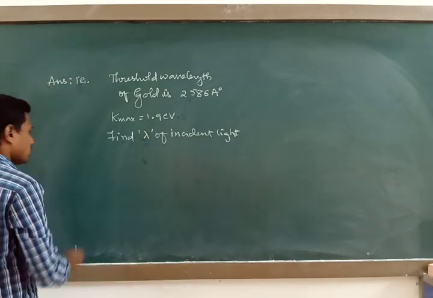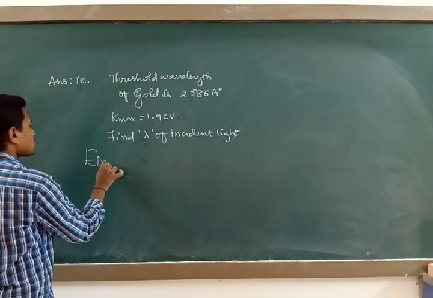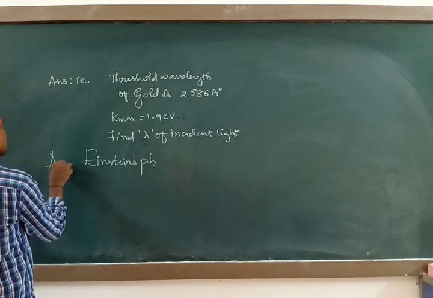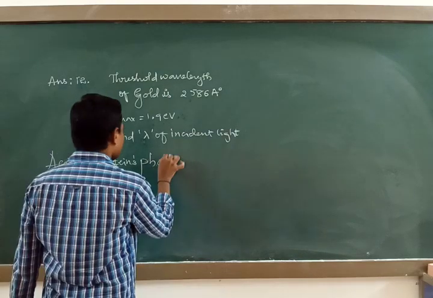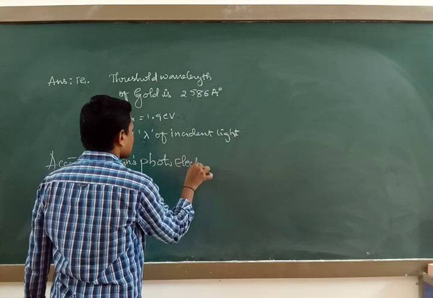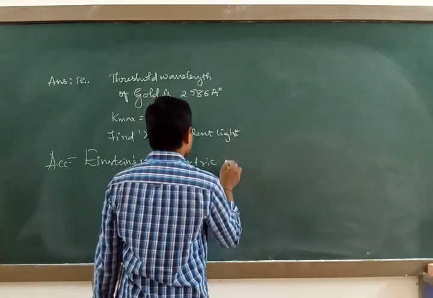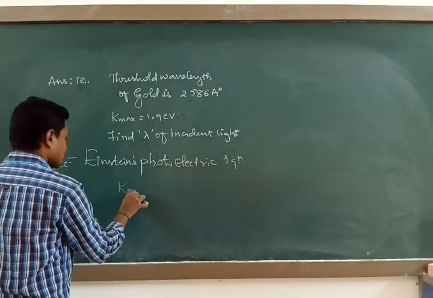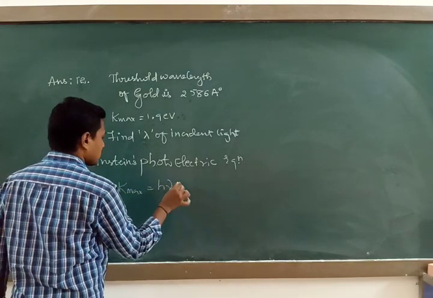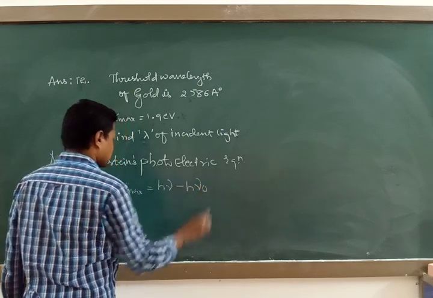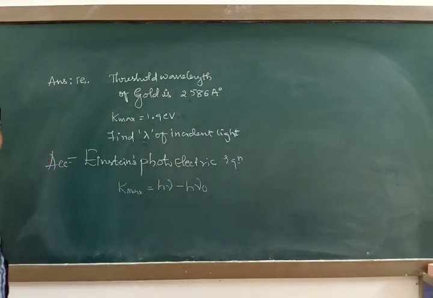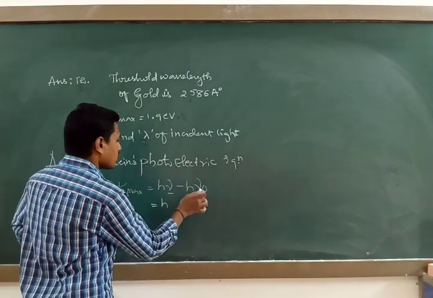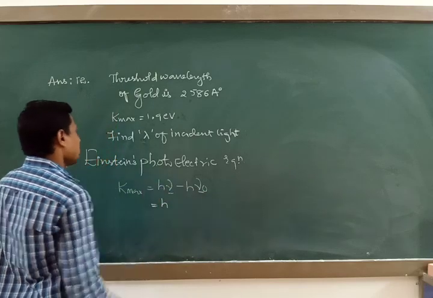Very simple. Once again, here we require to use Einstein's photoelectric equation. So according to Einstein's photoelectric equation, so here I needed Einstein's photoelectric equation. What is the Einstein's photoelectric equation? Kmax is equal to h nu minus h nu naught. Yes or no? I told you various forms to express it. So h nu minus h nu naught. Here nu naught is the threshold frequency, nu is the frequency of the incident radiation.